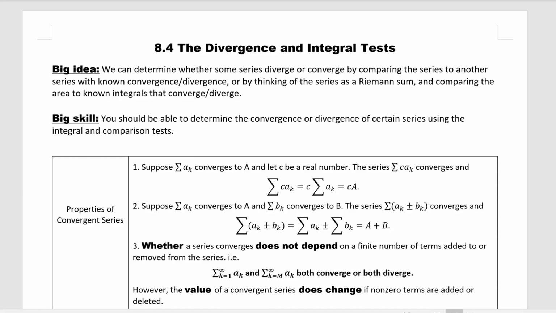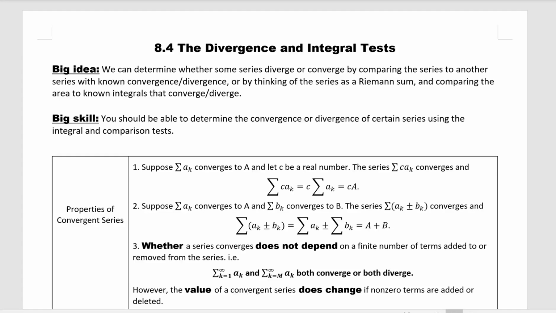Hi everyone. Today let's talk about section 8.4, the divergence and integral test. Big idea. We can determine whether some series diverges or converges by comparing the series to another series with known convergence or divergence, or by thinking of the series as a Riemann sum and comparing the area to known integrals that converge or diverge. Big skills. You should be able to determine the convergence or divergence of certain series using the integral and comparison test.